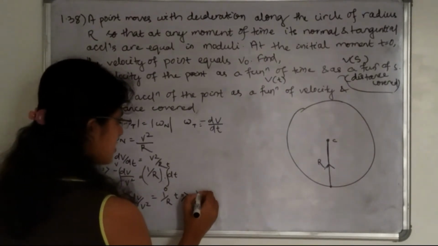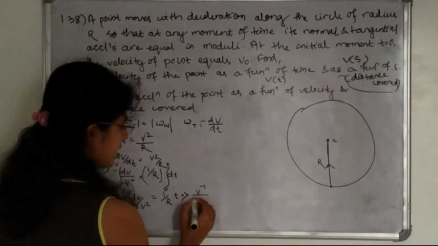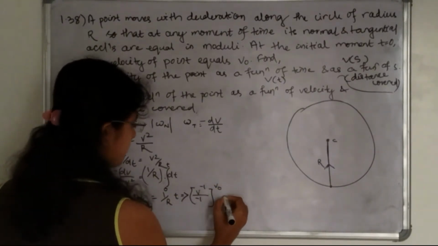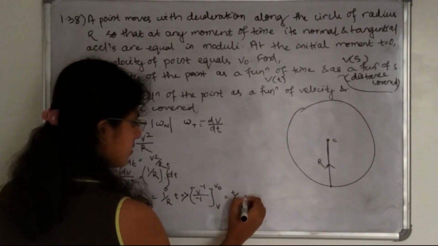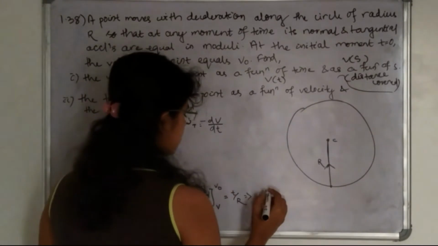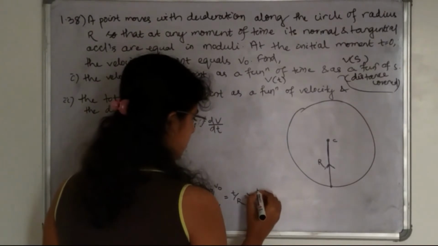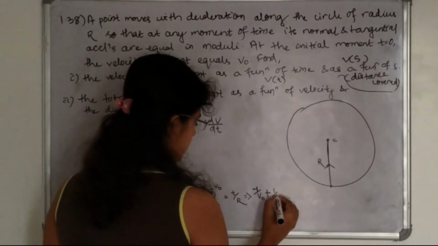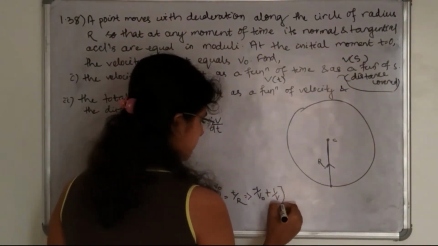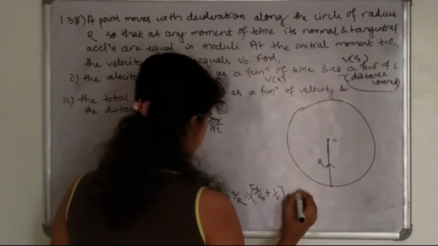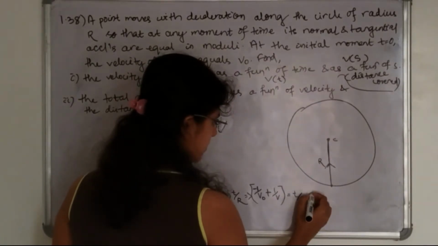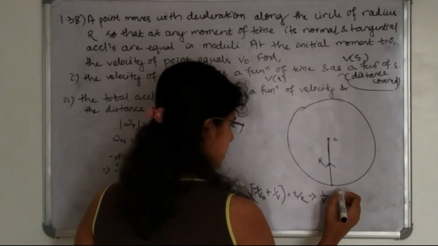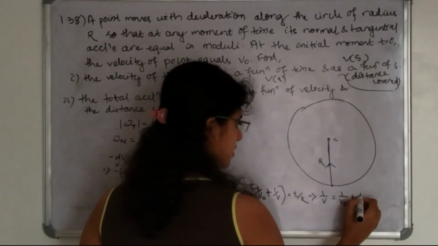That means this is how much? Minus 1 divided by minus 1, v to v naught, is equal to t divided by r. So this will be how much? Minus 1 by v naught plus 1 by v is equal to t divided by r. So this will be how much? 1 by v is equal to 1 by v naught plus t by r.